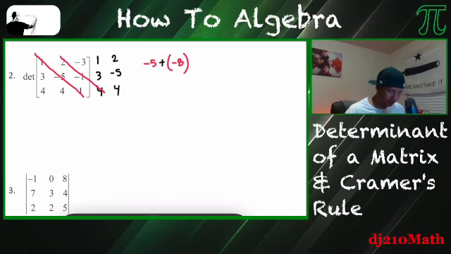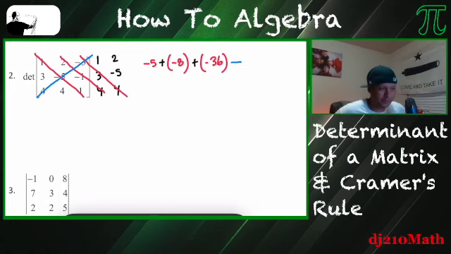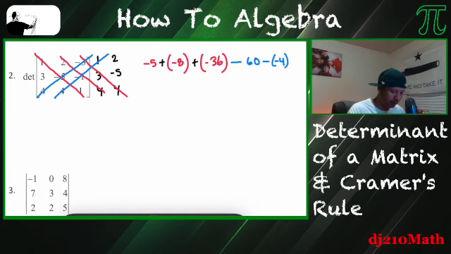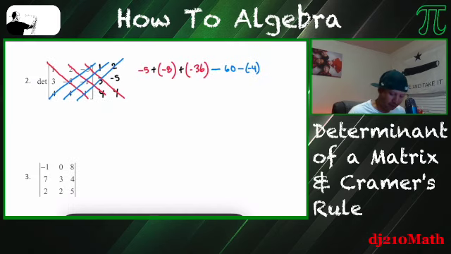Again, plus the next diagonal. -3 times 3 is -9. -9 times 4, -36. Again, it's minus, right? That's part of the process that I teach. So this next diagonal, -5 times -3 is +15. 15 times 4, 60. Minus the next diagonal, 1 times -1 times 4, -4. And then lastly, the last diagonal, 1 times 3 times 2, -6.